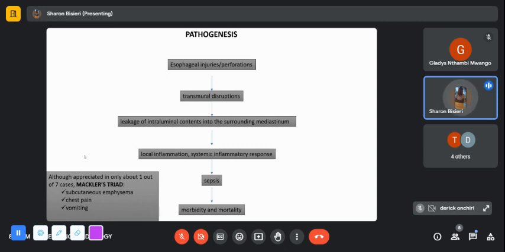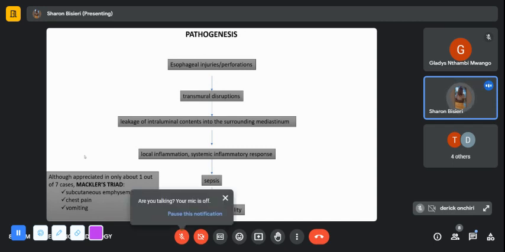So in a few patients, they present with Mackler's triad. That is 1 out of 7 cases. And Mackler's triad is just a cluster of symptoms that include subcutaneous emphysema, chest pain, and vomiting. So this is like the classical triad in esophageal tears, but it's not seen in a majority of the cases.